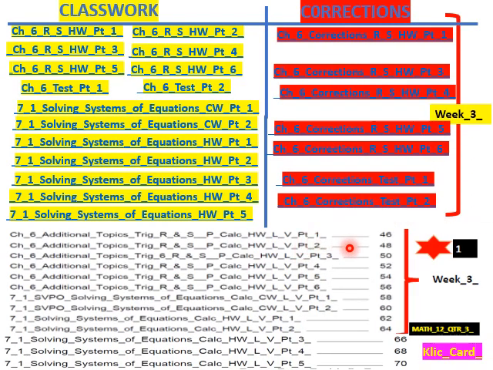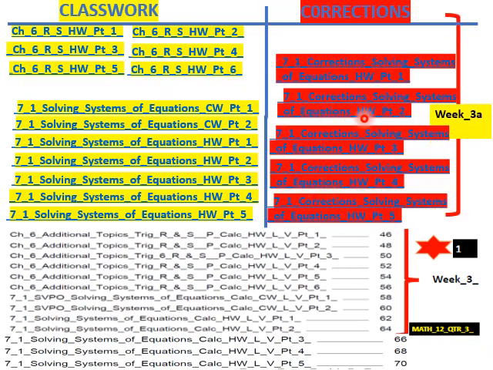And then week 3 here, again your PowerPoint version here. These are your classwork, 7.1 classwork, part 1, part 2, and then your homework for 7.1 through part 5. And then over here are your homework corrections for chapter 6, review and summary, PowerPoint version here, week 3.